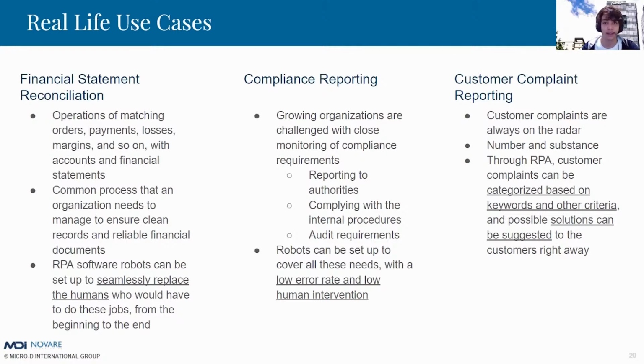Next we have compliance reporting. It says here that growing organizations are challenged with close monitoring of compliance requirements, such as reporting to authorities, complying with internal procedures, and audit requirements. So how can robots help here? Robots can be set up to cover all these needs. And just like the previous one, robots have a low error rate and need low human intervention.